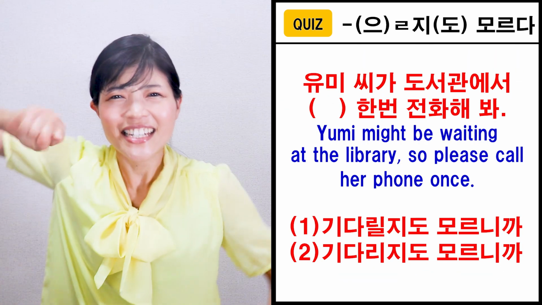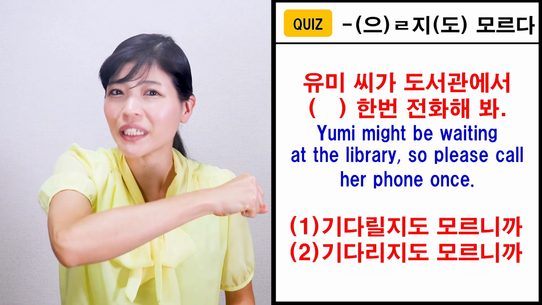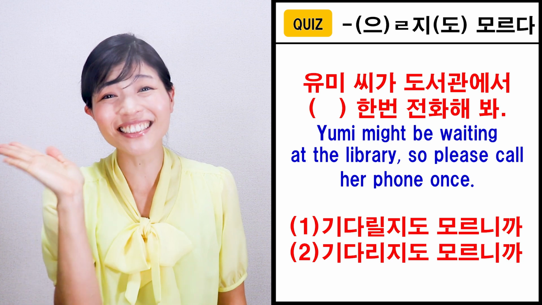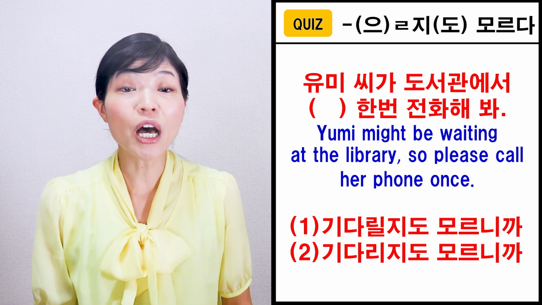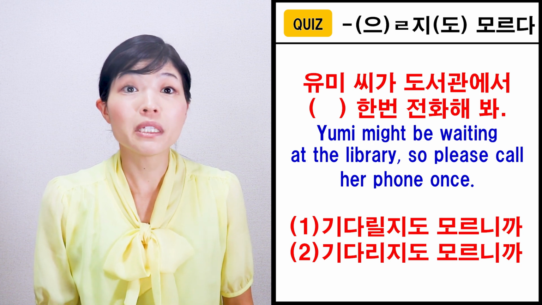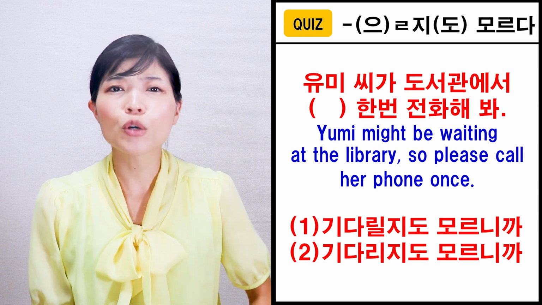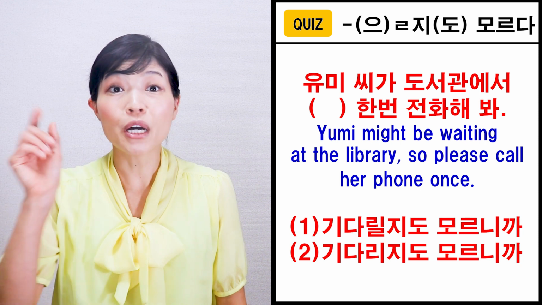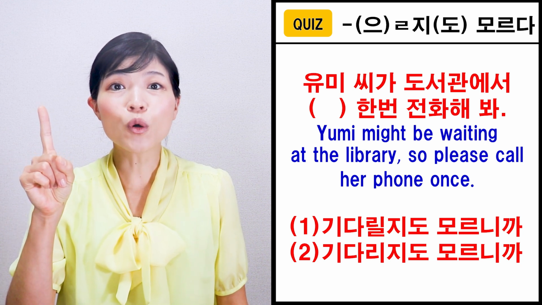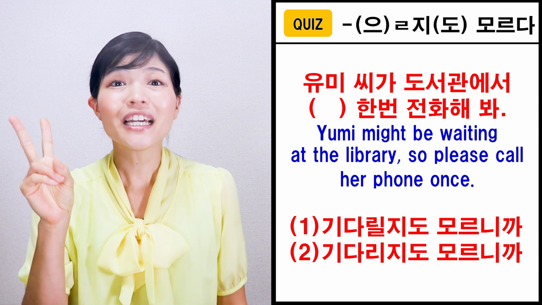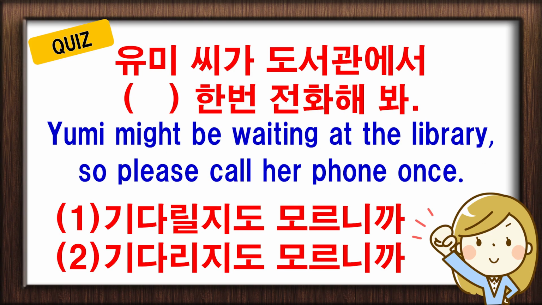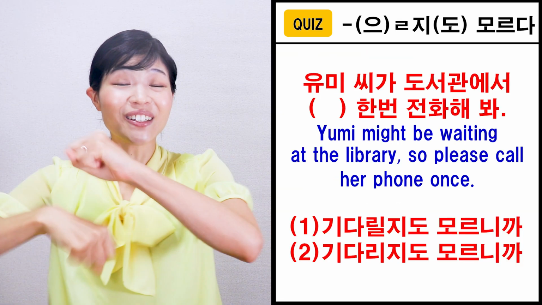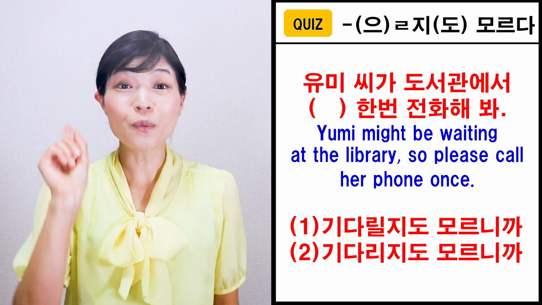Quiz! Then let's deepen our understanding with some quizzes. Which one is the correct answer? 유미 씨가 도서관에서 ( ) 한번 전화해봐. Yumi might be waiting at the library, so please call her phone once. Number 1, 기다릴지도 모르니까. Number 2, 기다리지도 모르니까. The correct answer is number 1.